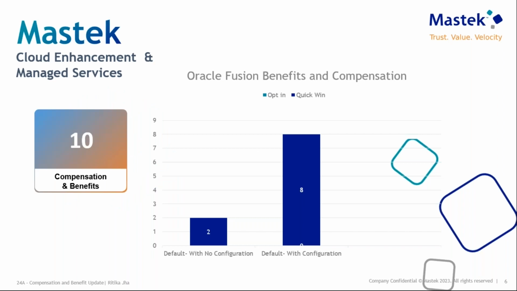In this 24A quarter, we have 10 updates in the benefits and compensation module. Primarily, these updates fall into 2 categories, quick win and opt-in. The quick win features are easily available, and opt-in features are required to be enabled by Oracle. In the 24A update, we have 10 quick win features and 0 for opt-in.